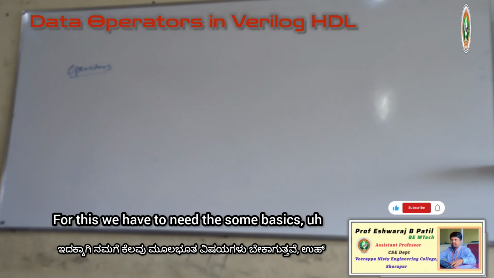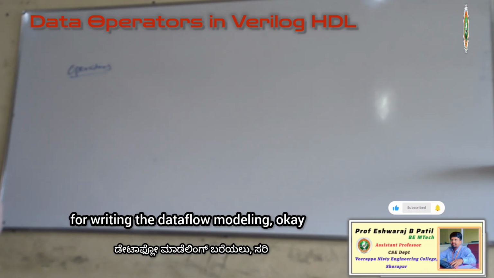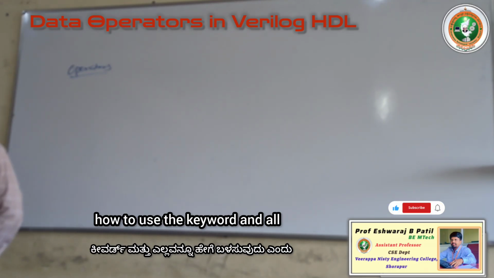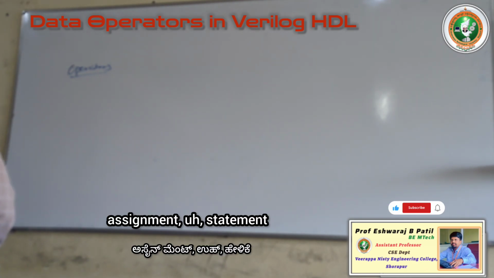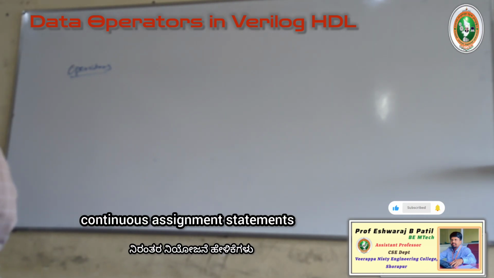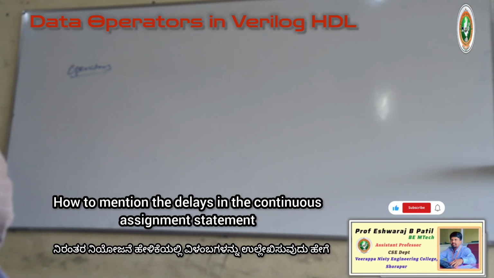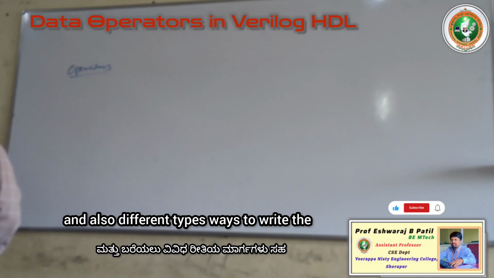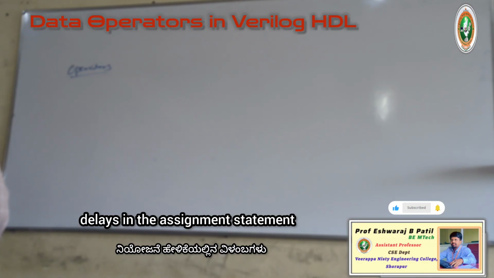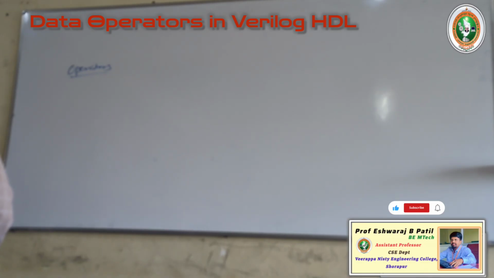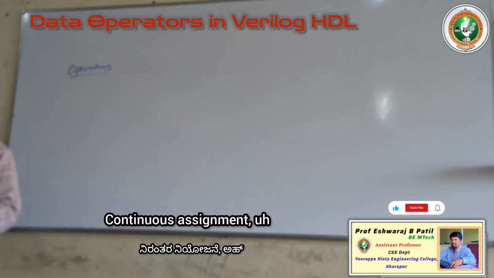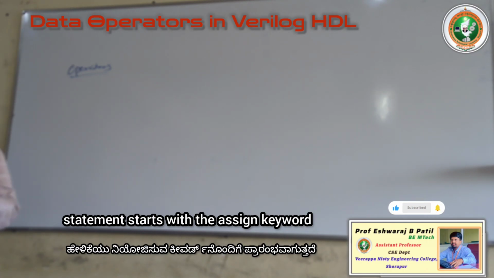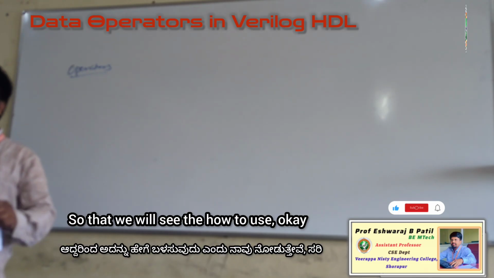For this we have seen some basics for writing the data flow model, how to use the keyword and all. In the last class we saw the assignment statement, the continuous assignment statement, how to mention delays in the continuous assignment statement, and the different ways to write the delays. A continuous assignment statement starts with the assign keyword.